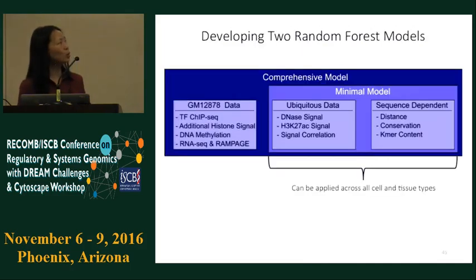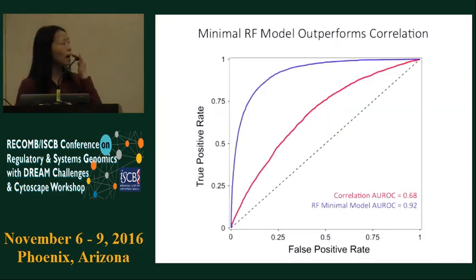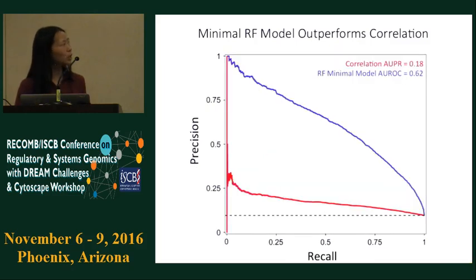We implemented two types of random forests models, depending on which features we put into the model. One is a minimal model, with features that are available for most ENCODE cell types. For the more comprehensive model, we additionally add epigenetic data sets that are available for a small number of ENCODE cell types. Here, let me just focus on the minimal model. Using the minimal model, you actually get much better performance than just correlation. Indicated by the area under the ROC, it's now a boost from 0.68 to 0.92. And even more encouragingly, the PR curve now looks a lot more respectable.